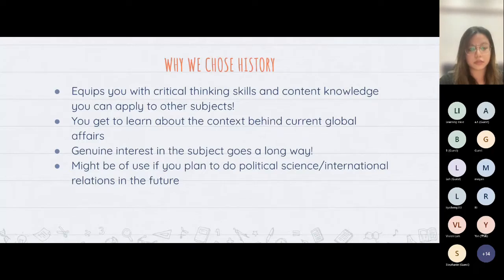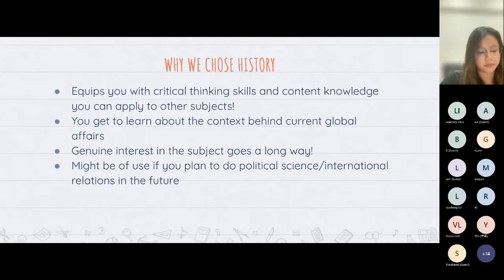But beyond that, for me at least, I took history economics in JC2, and I found that taking H2 history helped me to understand the content I learned in history economics a lot better because I could finally see how the theory I learned was being applied in real life.